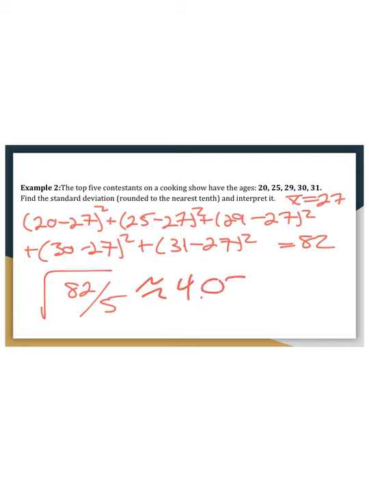4.05. Which isn't a relatively small standard deviation, but it's also not very large. But it definitely tells us the spread of our data is going to be a little large. And we can see that for our values 20 and 30. 20 is 7 away from the mean, whereas for our last one, 31 is 4 away from the mean. So there's definitely going to be a little bit of range with our values deviating from the mean here.